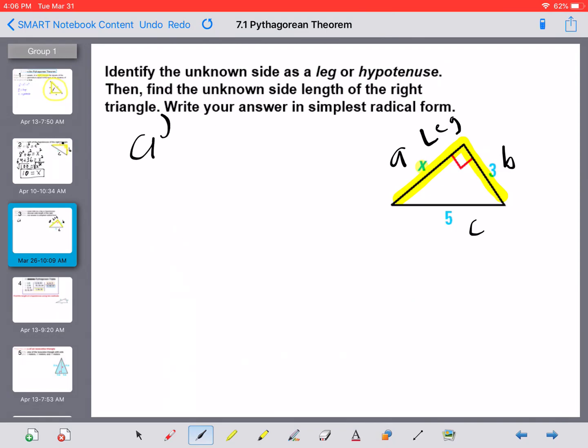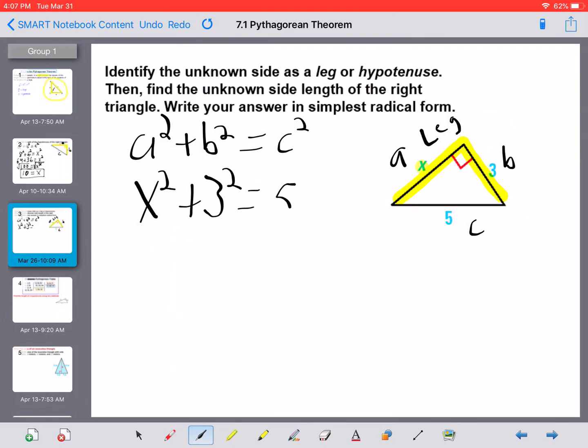So we get a squared plus b squared equals c squared. And all we do again is substitute our numbers or variables in, and solve for the variable. So we get x squared, that's our a value, plus our b value is 3, so 3 squared equals, our c value is 5, so 5 squared. Now if we go ahead and solve for x, we get x squared plus 9, 3 times 3 is 9, equals 5 squared, which is 25.